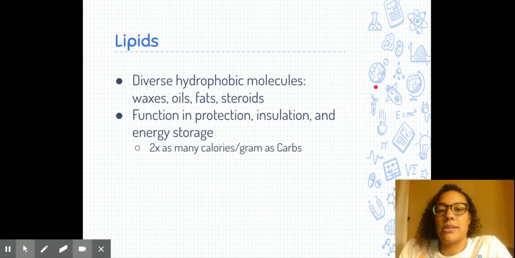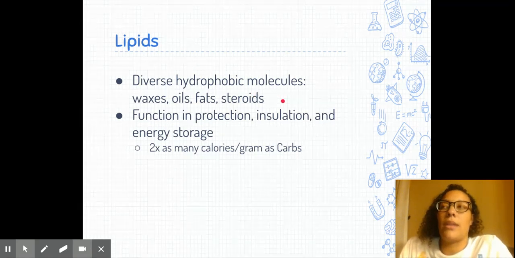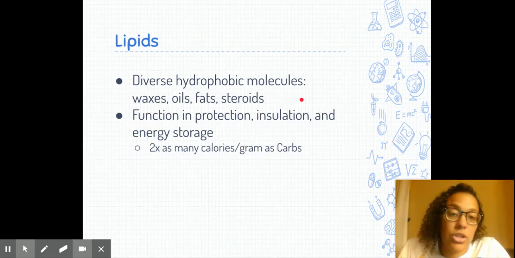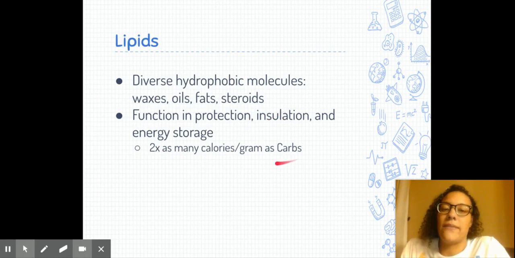These lipids, think of several examples: waxes, oils, fats, steroids. And then hopefully that reminds us of one of our terms we've been learning about, how they are hydrophobic because they are nonpolar. And then you can think of several different functions that they might have. So they're going to protect you, they'll insulate you, and they're also a great source of energy. It's just less efficient for us to utilize the lipids. So, again, twice as many calories per gram, but less efficient.